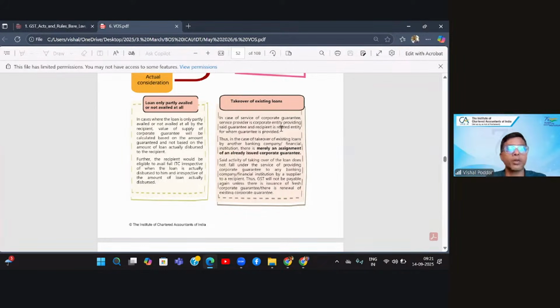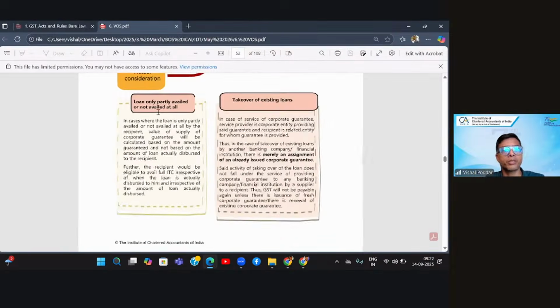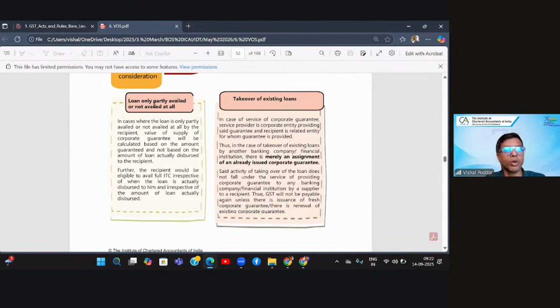So further circulars came clarifying certain things. What is the first point which they clarified? Loan only partly availed and not availed at all. Now, what is this clarification?